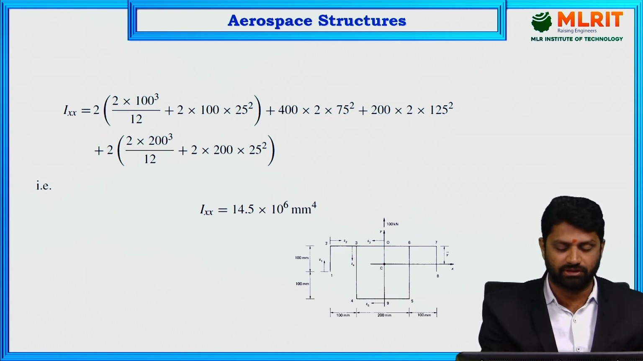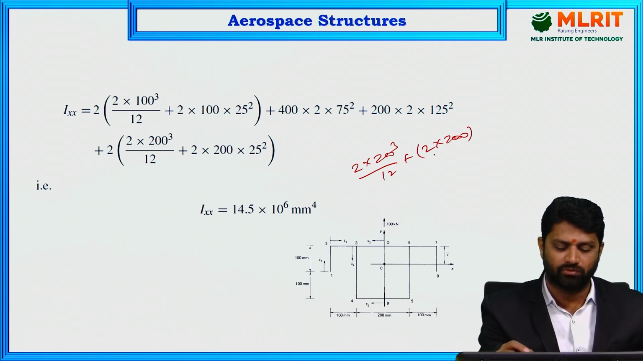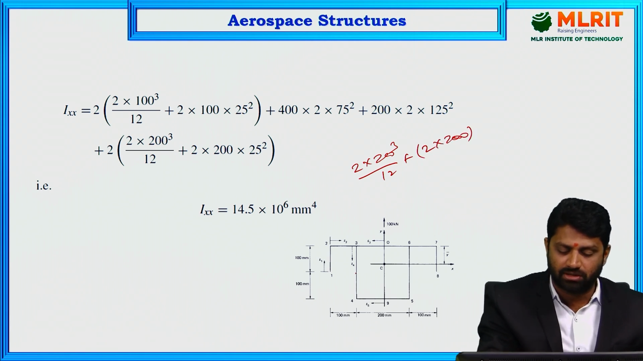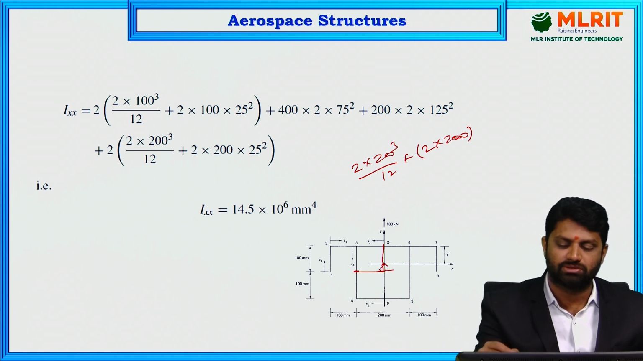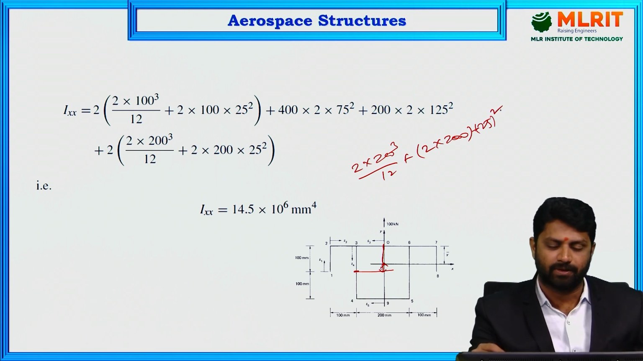How to calculate for 3 4: again BD cube by 12, where B is 2 and depth is nothing but 200, so 200 cube by 12 plus 2 into 200, which is the area, into y bar square. The center of this one will be somewhere at 100 mm, and from here to here it is 75 mm. You can clearly see here the distance between this centroid and this centroid is 25 mm. So you will write 25 minus 25 whole square, so anyway it will become positive. Okay, so this is how.